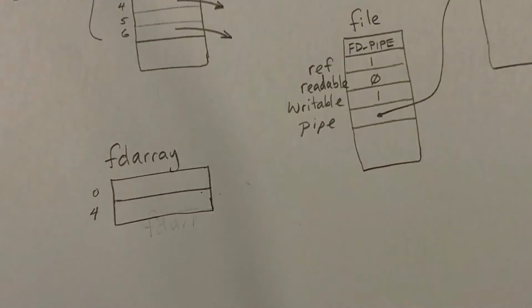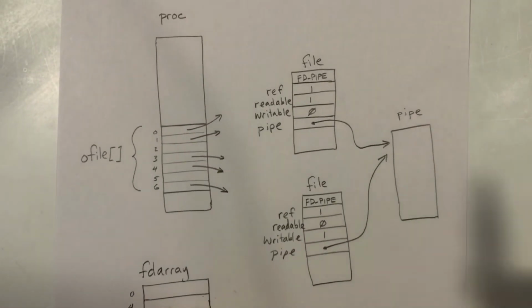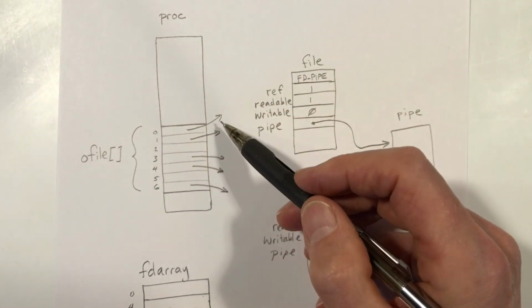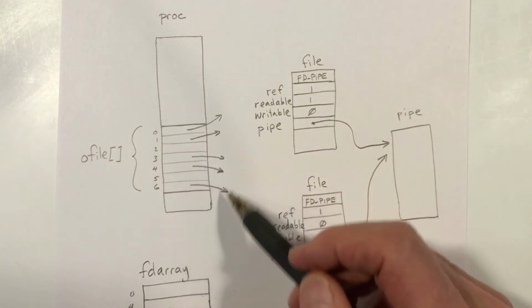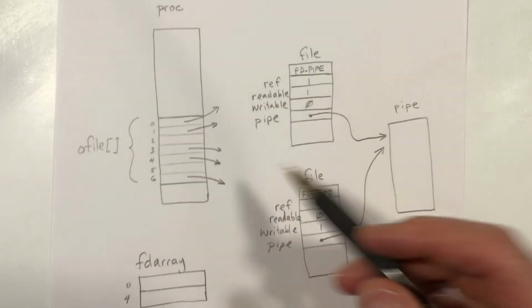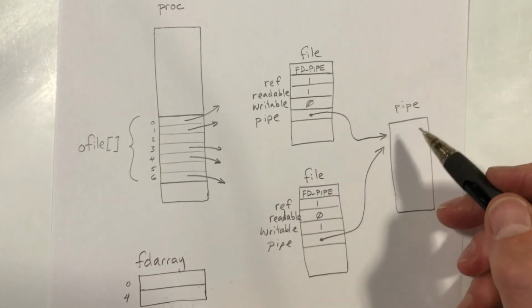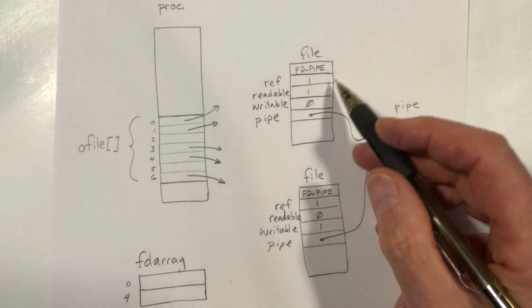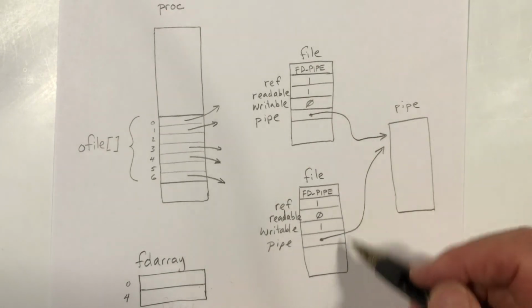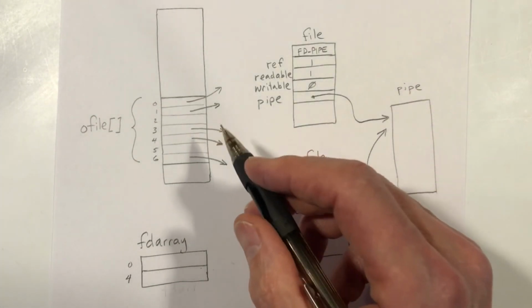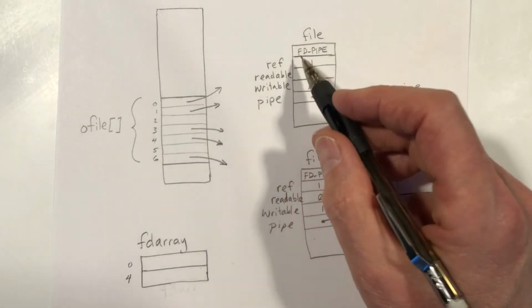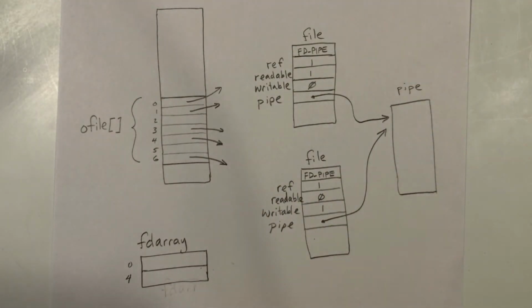So let's look at what's going on here. Here I'm showing a proc structure for some process, and it's got an open file array that has some elements already filled in. And this system call will allocate a pipe structure as well as two file structures shown here and here. And then it will fill in pointers from the open file array to these file structures.